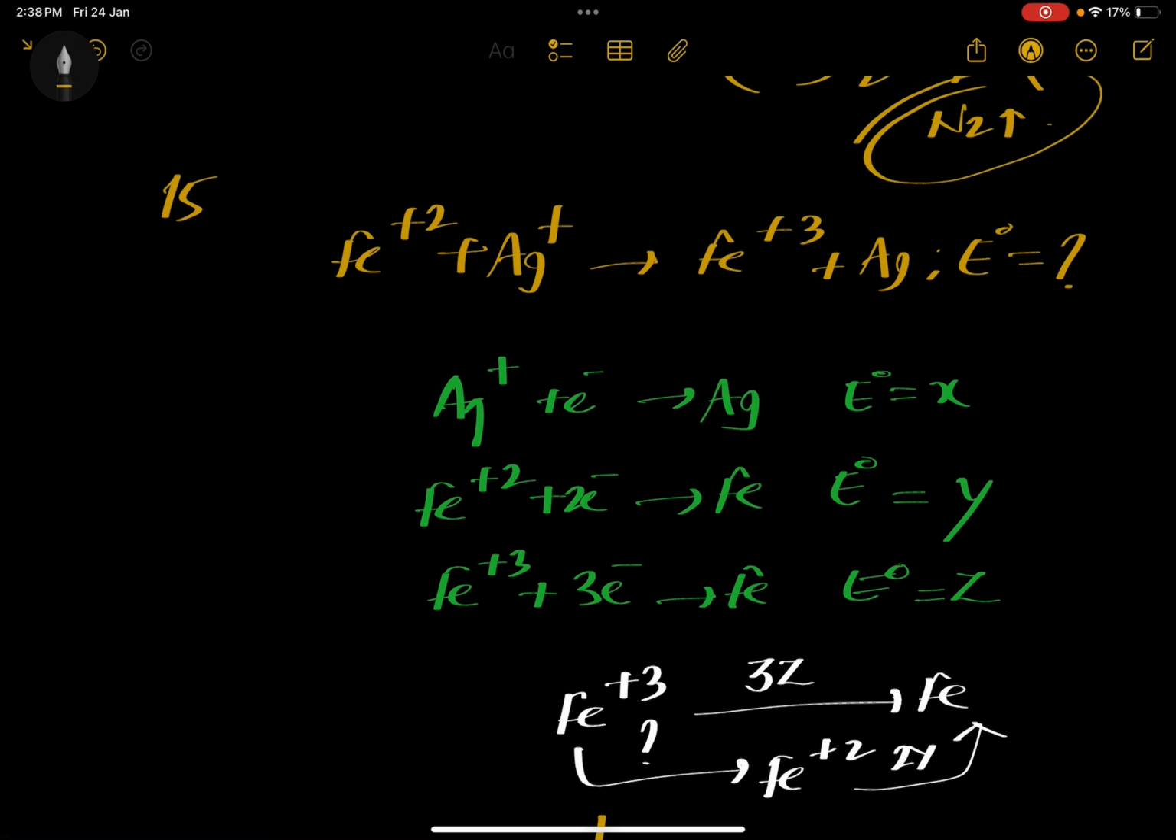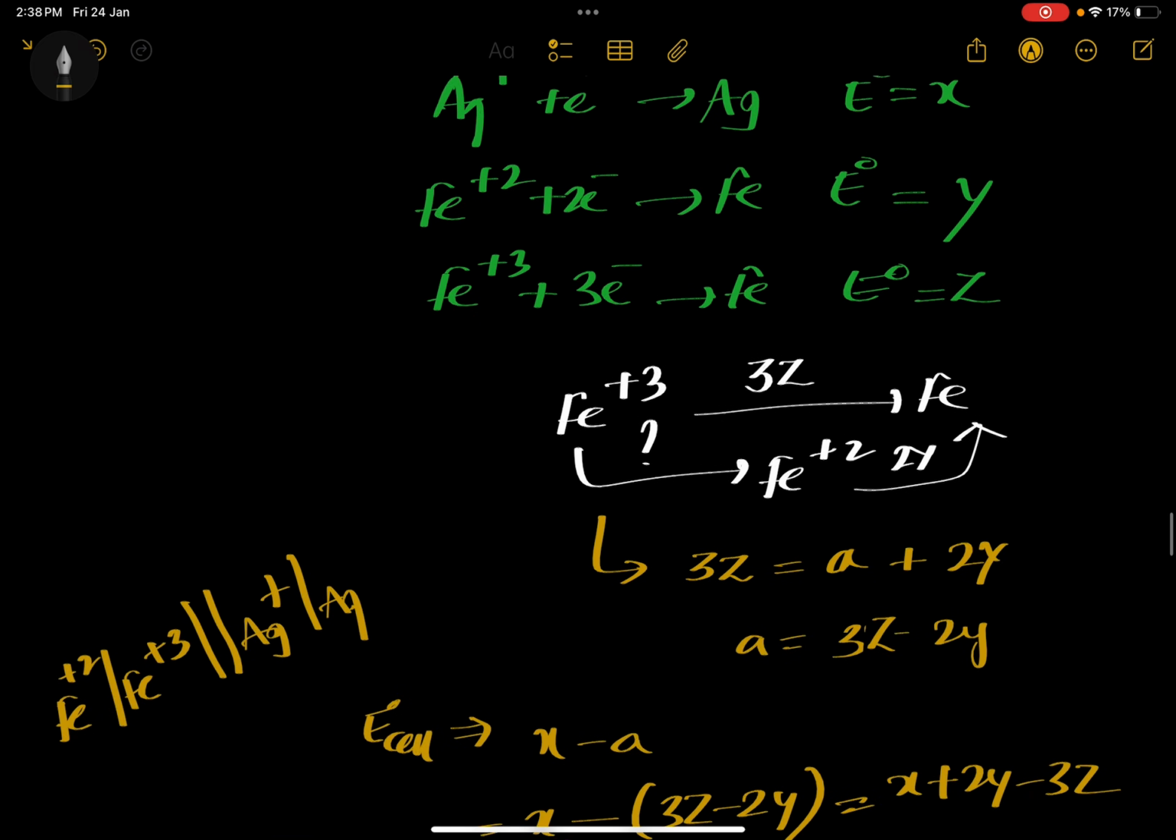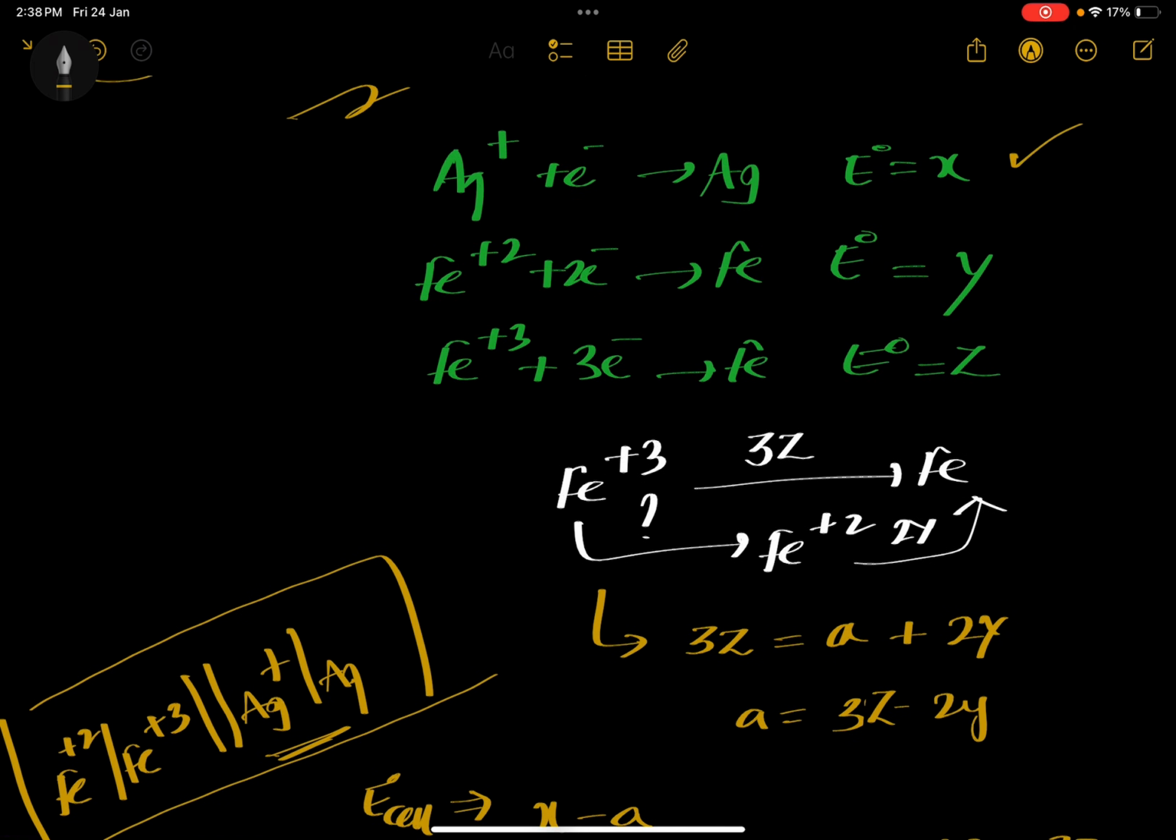This is one very good question which I liked in this paper. Fe+2 plus Ag+ gives rise to Fe+3 plus Ag. So here if you write the cell, it will be like this. RHS minus LHS we write reduction potentials. Reduction potential is given as X for silver, that is fine. But for this, it is not mentioned. That you need to calculate like this.